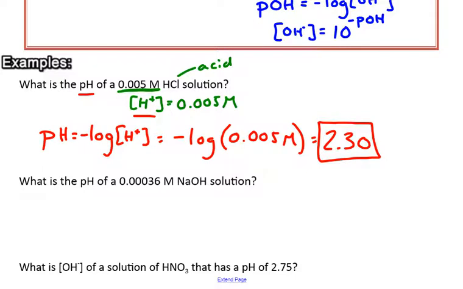All right, what is the pH of a 0.00036 molar NaOH solution? Okay, what do you think this is? Well, let's talk about what we see here. Because of the OH, by the Arrhenius definitions of acids, H+ is an acid, OH- is a base. So this is a base. So again, what does this mean? This is the concentration of OH-.